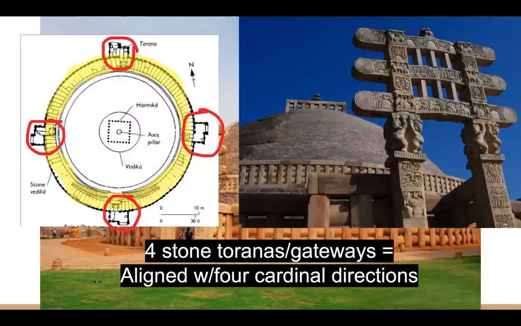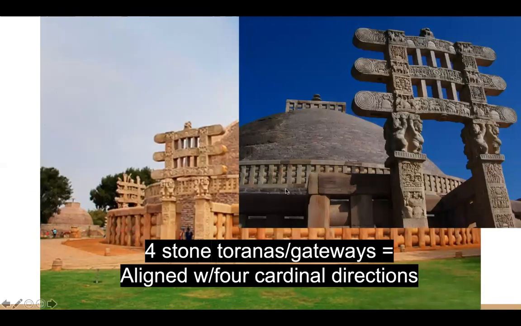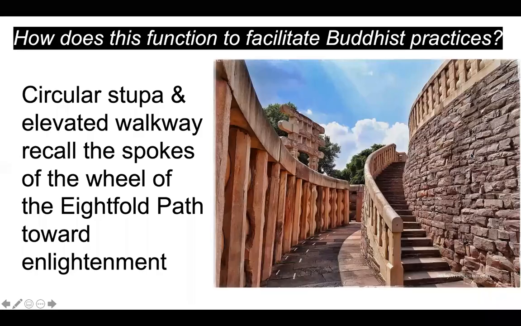So here's an example of one of the 4 gateways. Here's another of the 4 gateways. So you can see them here, you can see one there. And then there are going to be relief sculptures that depict the life of Buddha.